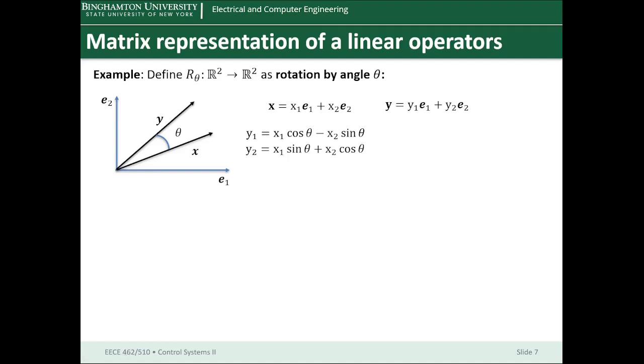We can package these formulas neatly into a matrix. We define the matrix R theta, which looks like this: cosine of theta, negative sine of theta, sine of theta, cosine of theta. When we multiply this matrix with the column vector x1, x2, the result is the column vector y1, y2. So in this case, our linear operator, rotation by theta, can be represented exactly by the matrix R theta.